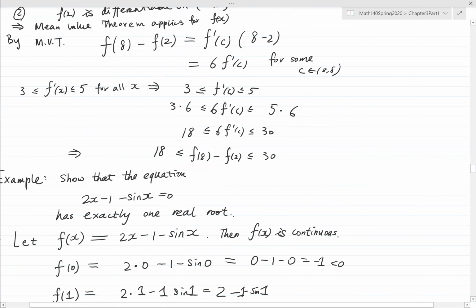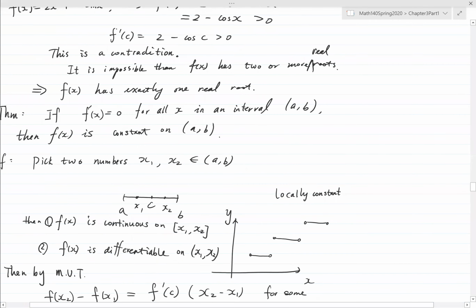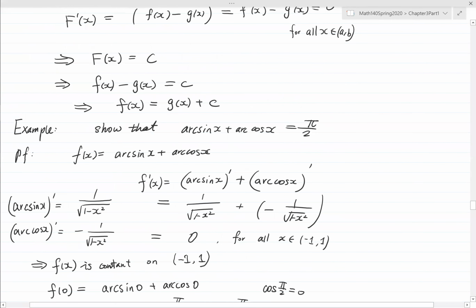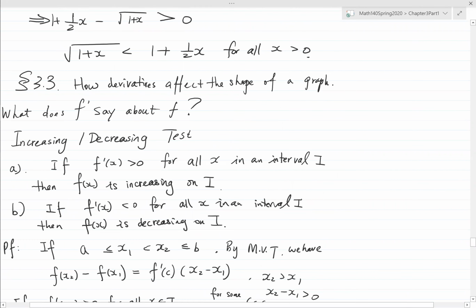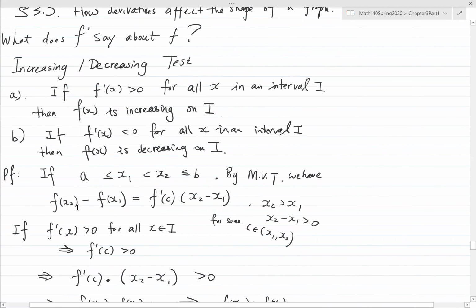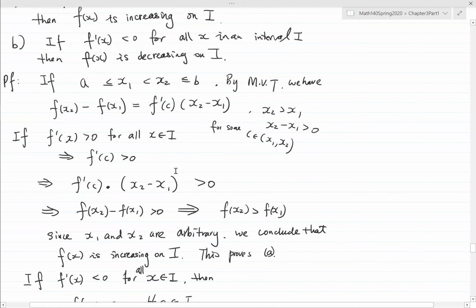And then we have the increasing decreasing test. The increasing decreasing test says if the derivative is positive for all x values in interval I, then the function is increasing. Now, if the derivative is negative, then the function is decreasing on this interval I. The proof uses the mean value theorem.